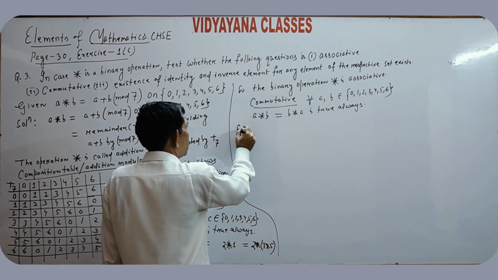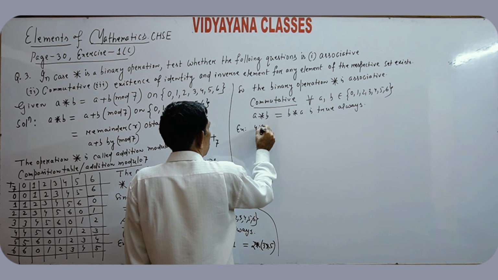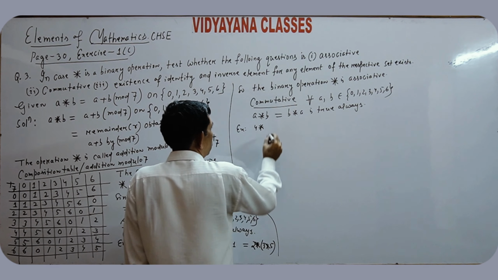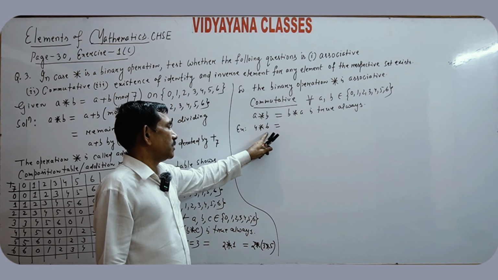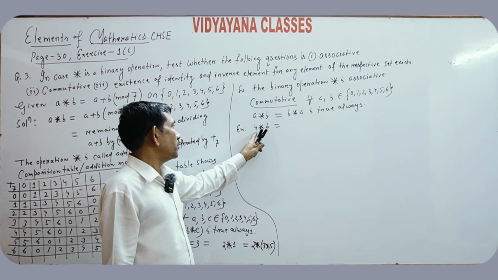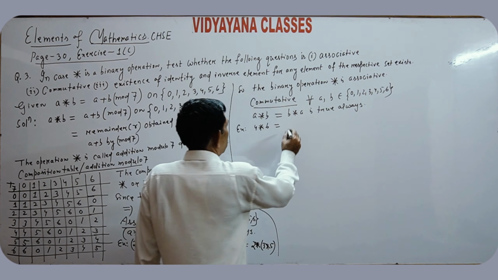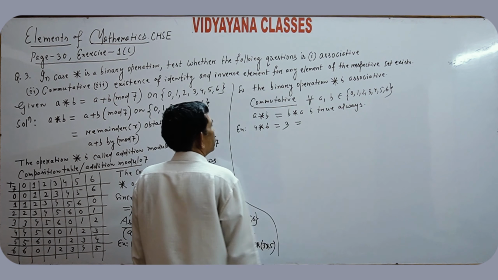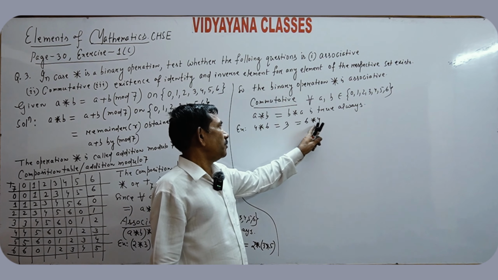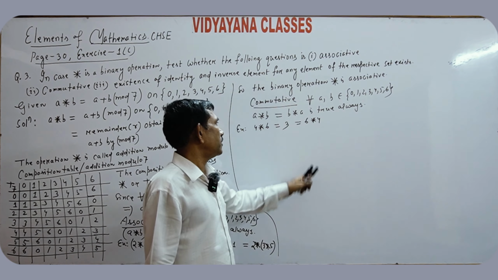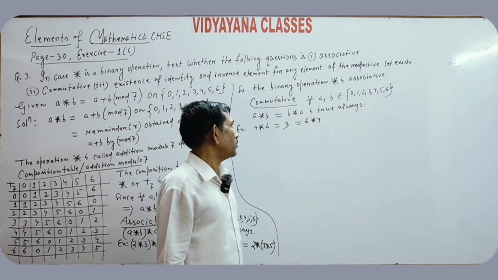For example, 4 star 6. That means 4 plus 6, that is equal to 10. 7 divides 10 gives the remainder 3, which is the same as 6 star 4. 6 plus 4, that is equal to 10. 7 divides 10 gives the remainder 3. 4 star 6 is equal to 6 star 4.